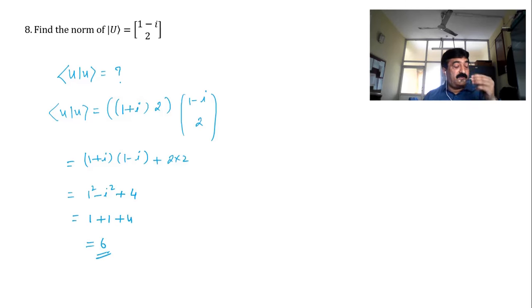Look at the beauty of this problem. Finally, I ended with only a numerical value, no complex number. Even though there was a complex number in my numerical, finally there is no complex number at all. Okay, so with this I conclude this video. I have covered about 8 problems from linear operators, matrix operators, that's all.